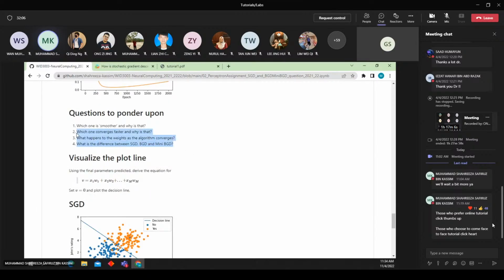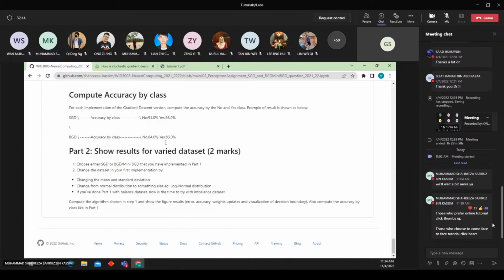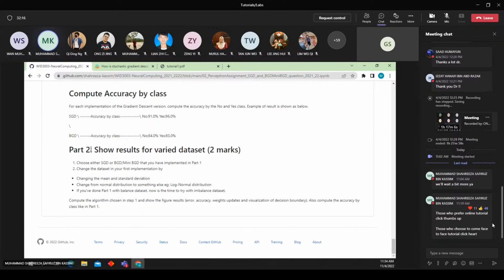This is why I want you to think of this. Why is this one smoother? Which one converges faster? And things like that. And then part 2 is a very simple one.